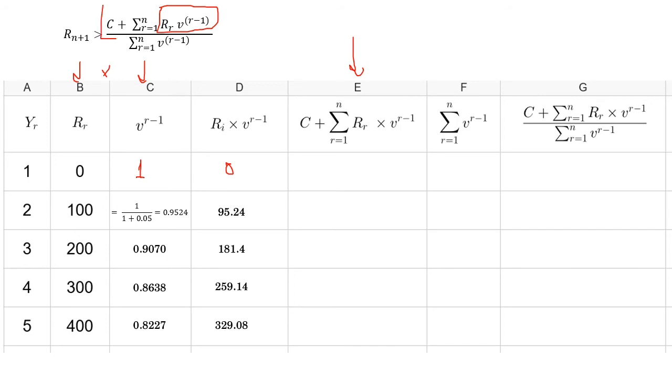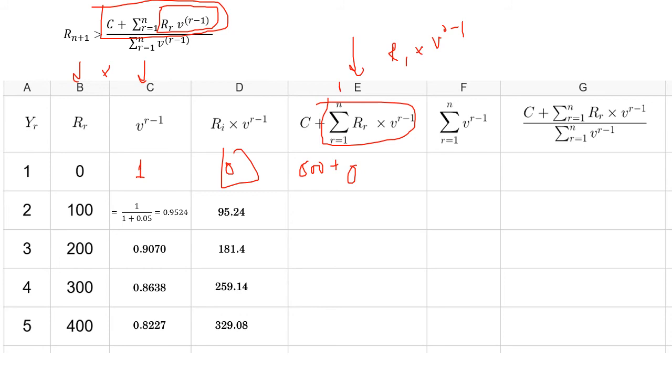So column E is the numerator of the right hand side. First we add the capital cost of equipment, which is 500, plus the summation of r into v raised to r minus 1. When r equals 1, the summation is r1 into v raised to 1 minus 1, so n is 1, and this product is 0. We have already calculated this product, which is 0, so 500 plus 0 is 500.